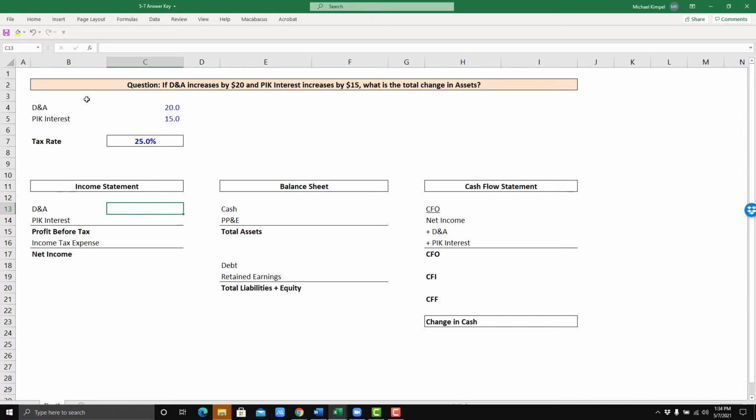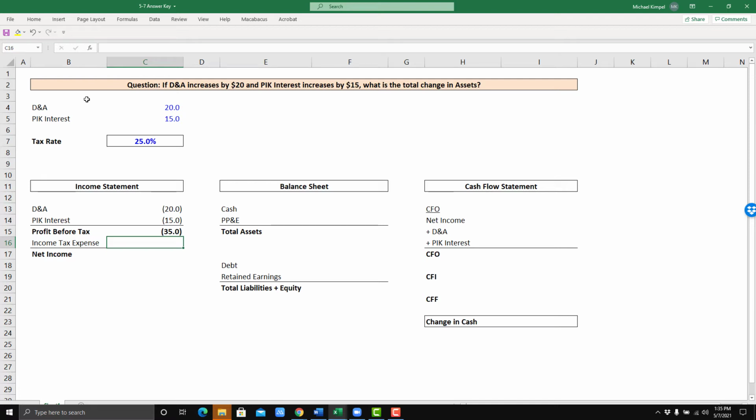In this question, we have depreciation and amortization increasing by 20 and PIK interest increasing by 15, and that is going to lower our taxable income by $35. If our taxable income is lowered by $35, that means we'll actually have a benefit because we lower the amount of tax we would have to pay.